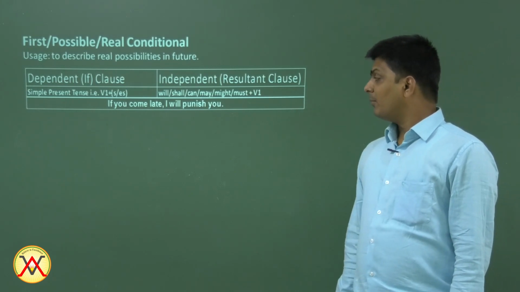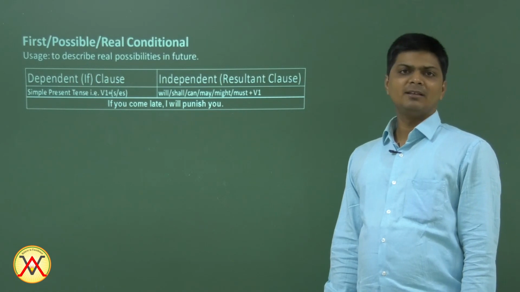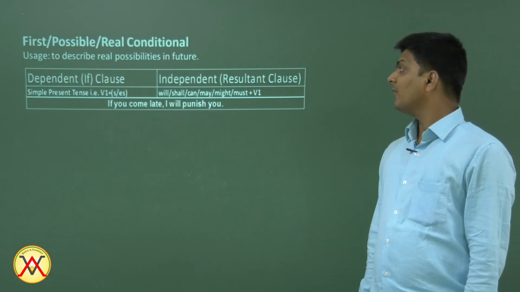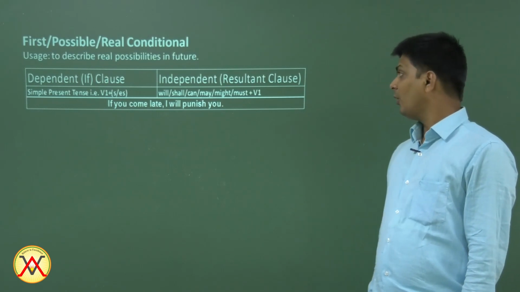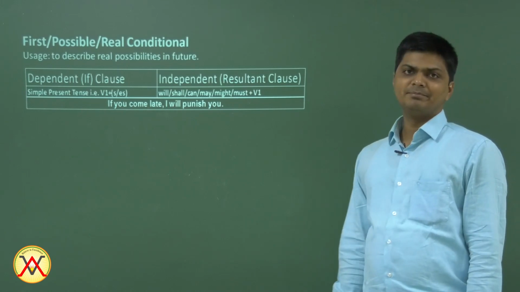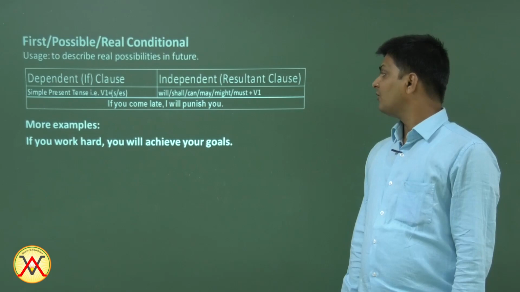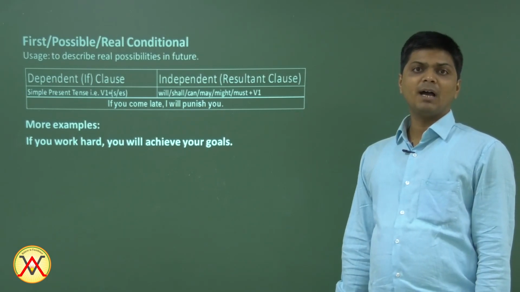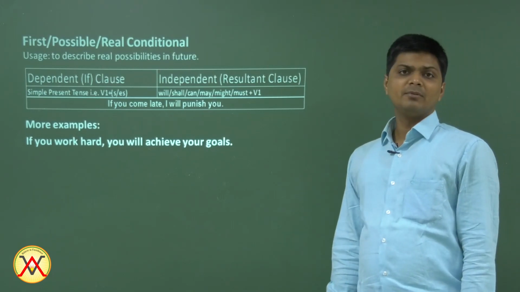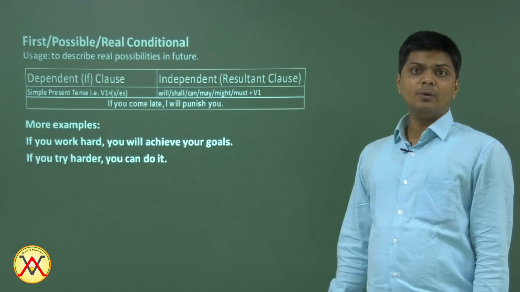So, the example is, if you come late, I will punish you. If you come late, this is dependent clause beginning with if. It is dependent clause and it is taking first form of the verb. And then the other clause, independent clause or resultant clause, is taking will plus first form. Other examples are, if you work hard, you will achieve your goals. If you work hard is taking first form or simple present tense, and then you will achieve your goals is will plus first form.